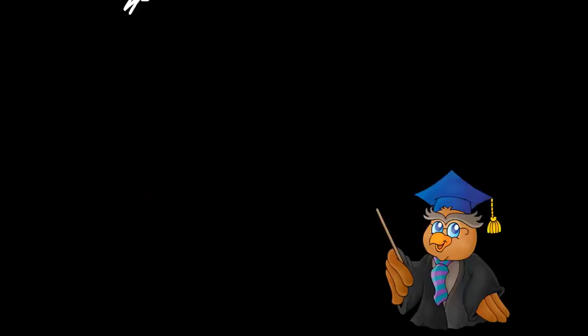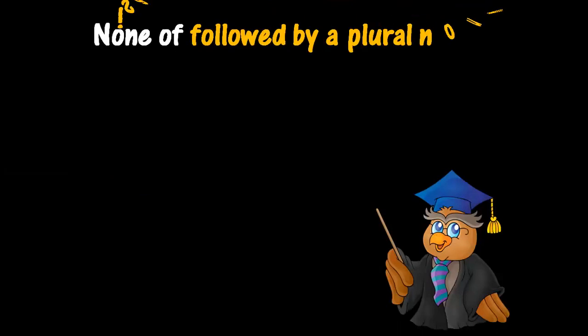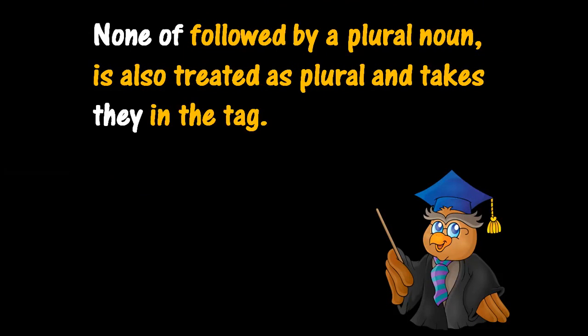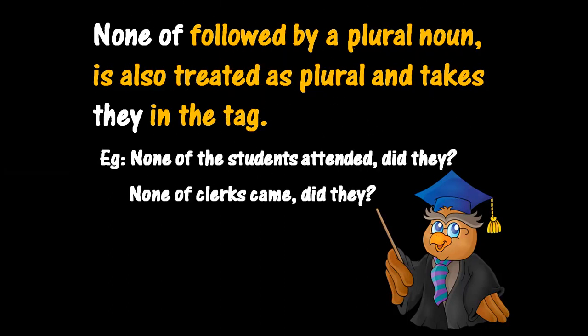Next, none of. After none of, we use singular. None of the boys has. But in the question tags, we treat that as plural and use they in the tag. If the statement has none of, use they in the tag. Look at the examples. None of the students attended, did they? None of the clerks came, did they? So whenever there is none of, use they in the tag.